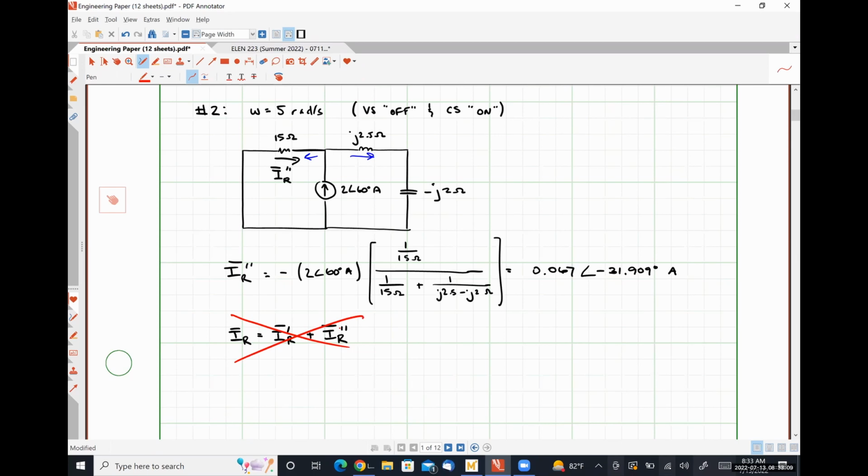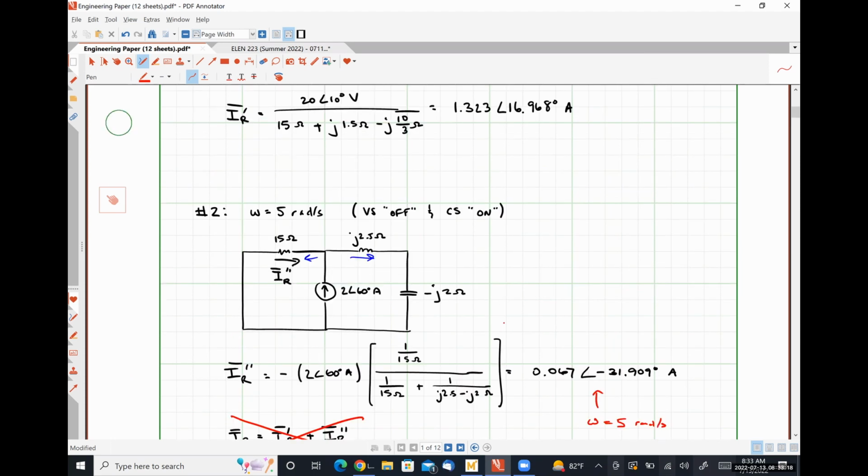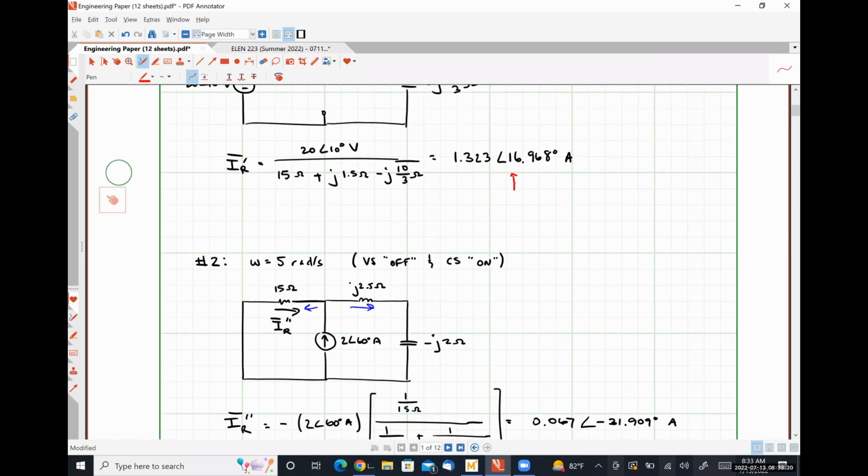And the reason why it's invalid is because this phasor is operating at omega equal to 5 radians per second, and this phasor is operating at omega equal to 3 radians per second. Since they have different angular frequencies, adding them up in the frequency domain doesn't actually mean anything. It's incorrect, okay? So instead, we'd have to go to the time domain.